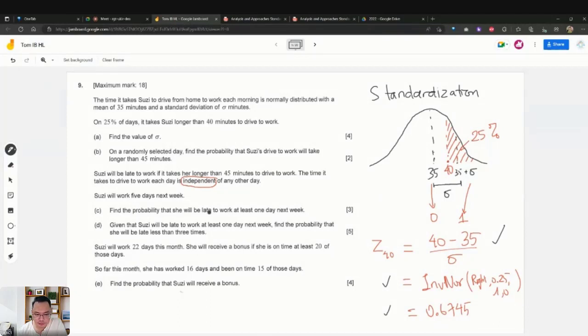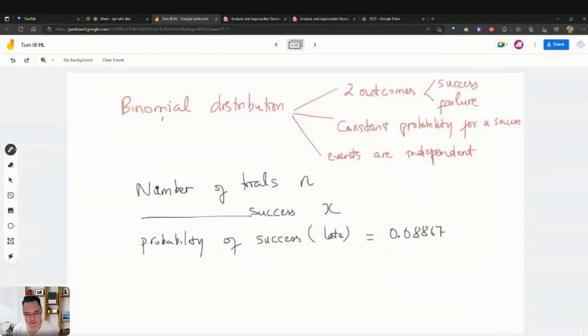For the probability of at least one day next week, she works 5 days a week. Oh yeah, I didn't read this row. Okay, so the number of trials is 5, and at least one day is the value x. To solve this question C, we will use the binomial distribution.